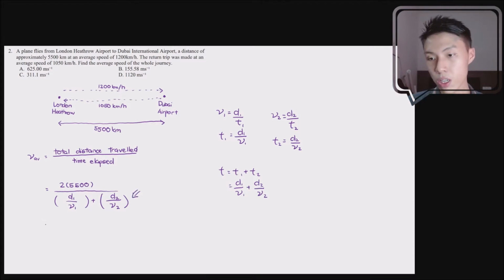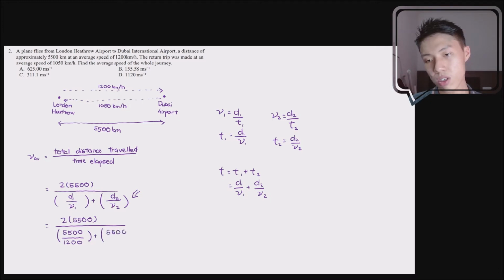Okay, so now let's perform a bit of substitution. 2 times 5,500 divided by this one, distance travelled is 5,500. The average speed for the first part of the journey is 1200 plus the second part of the journey, you have the same distance traveled, but your velocity will be different. Your average speed will be different.